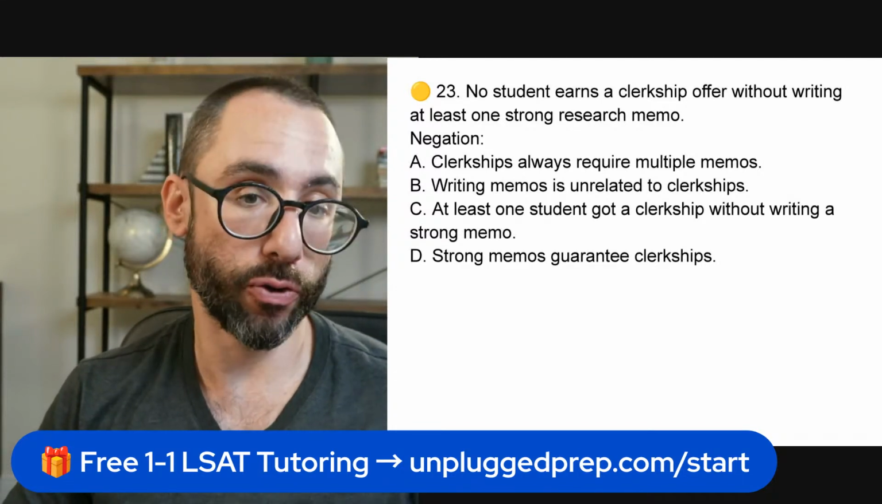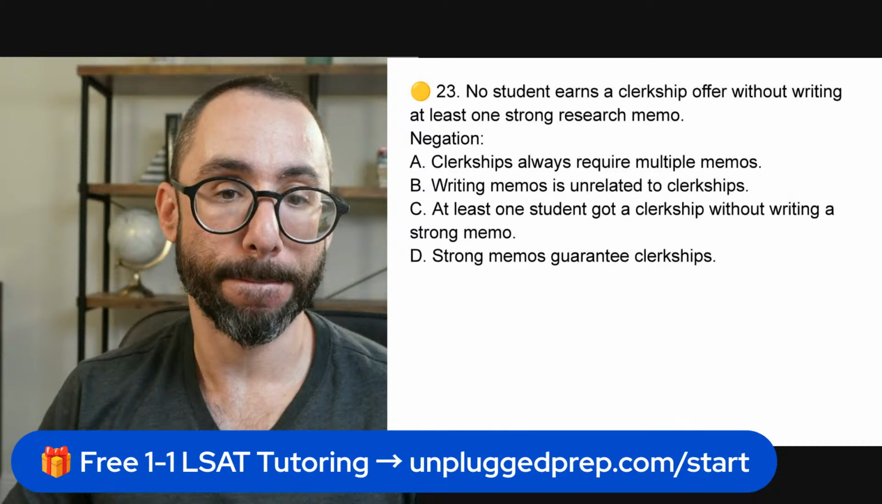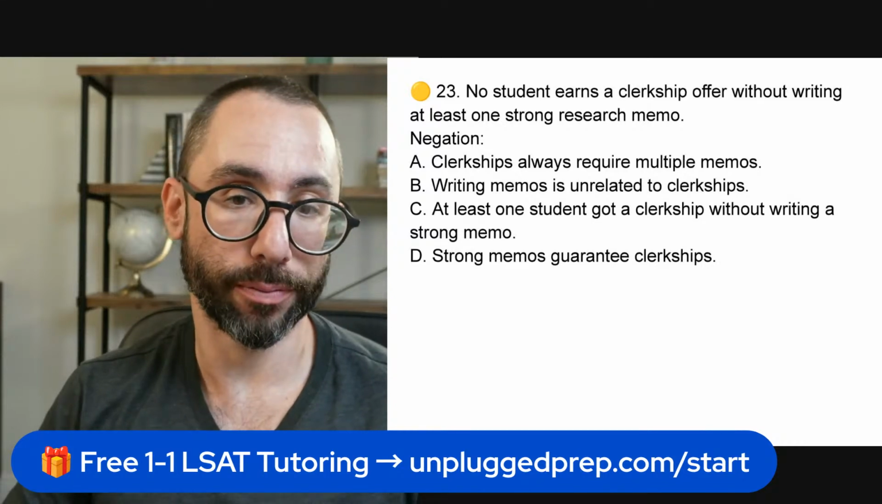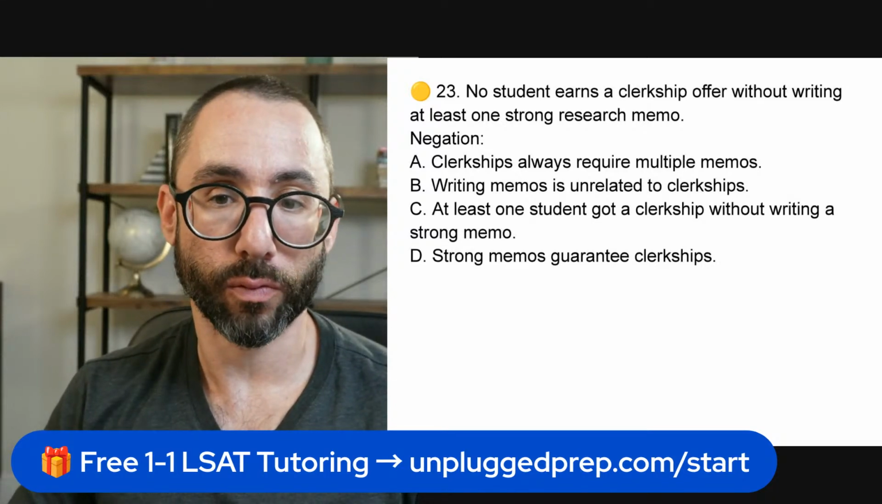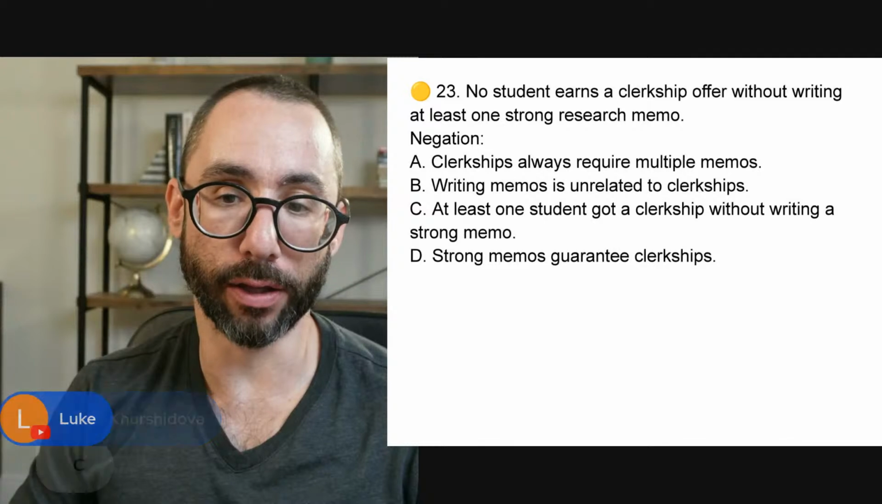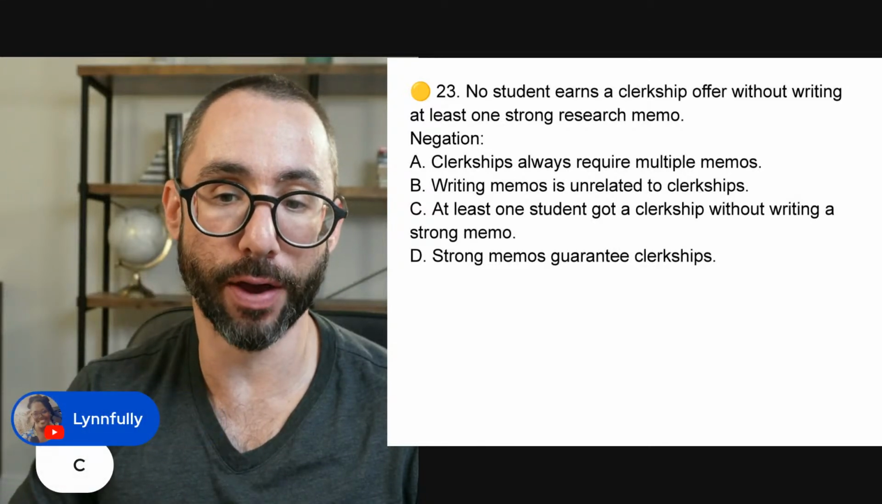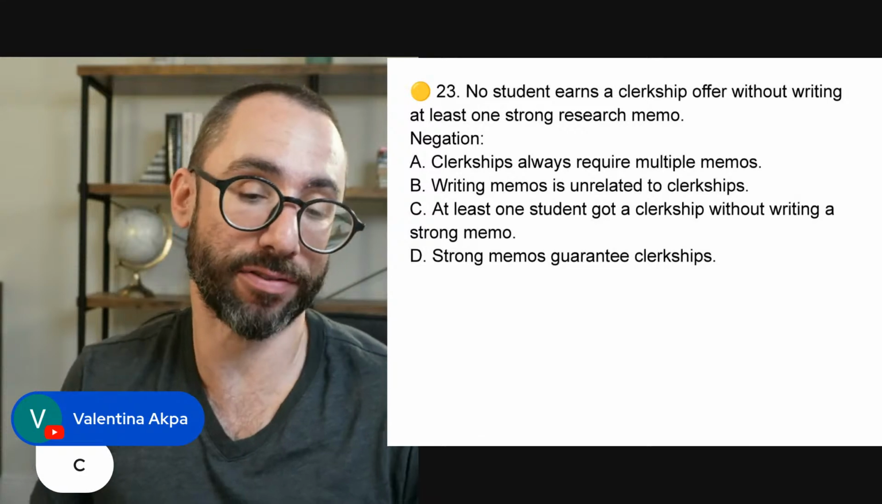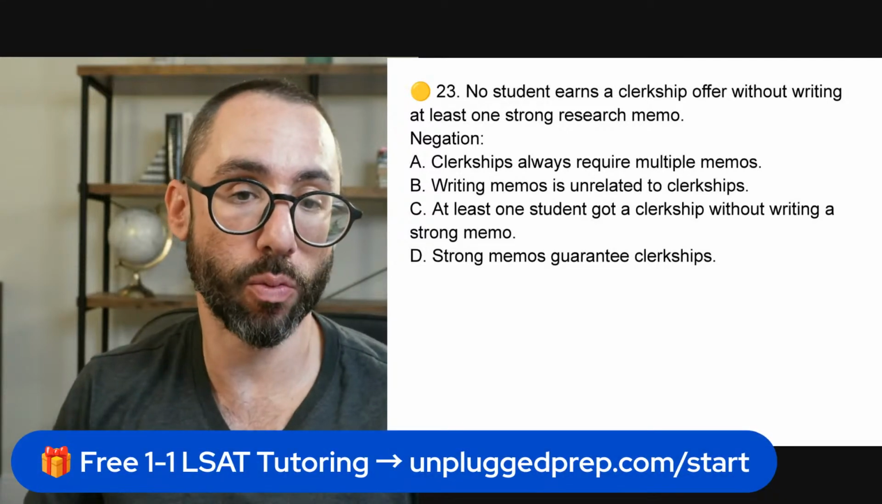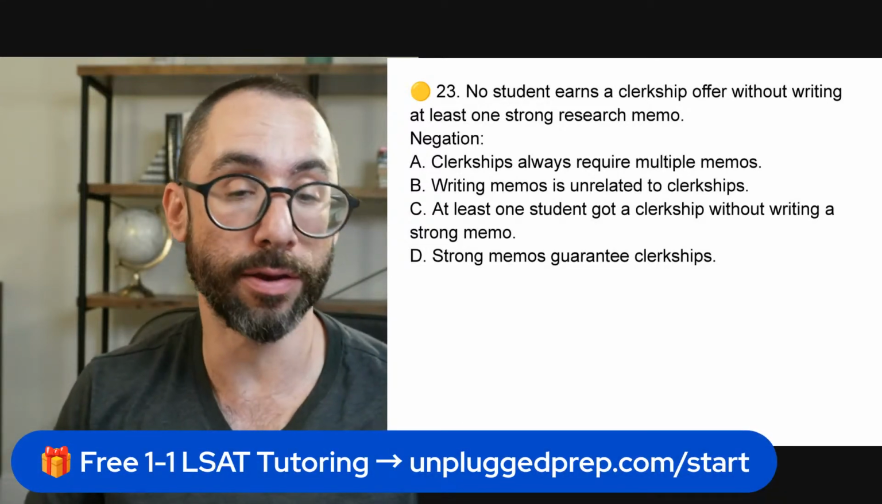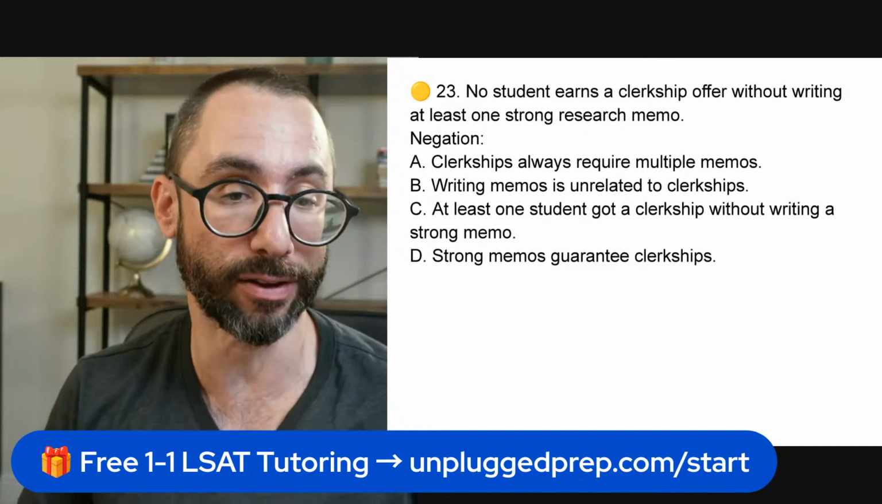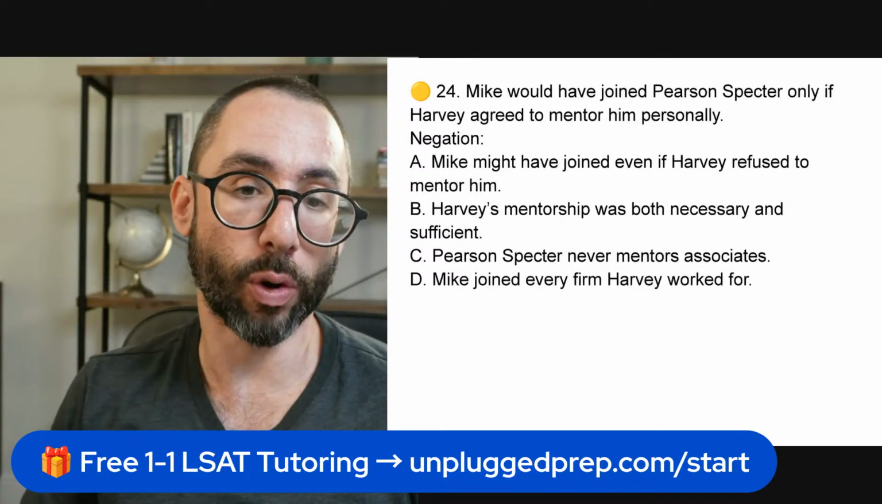Original says no student earns. Negation, at least one student earned. And that's exactly what C says. And Zuli got it. Luke, Passion, Edward, Brianna, Mariam, Linfully, Valentina all said C. Fantastic. The answer is in fact C. Well done. Opposite of none is some, meaning at least one. That's what C says.